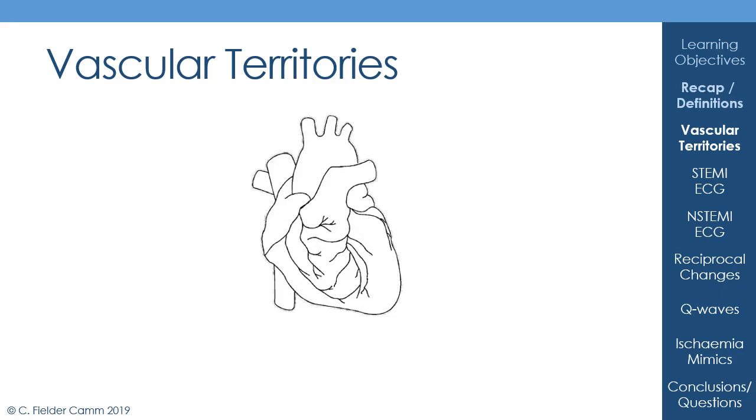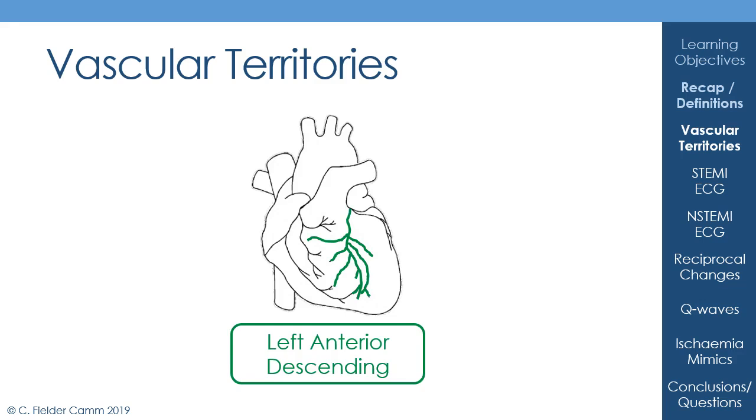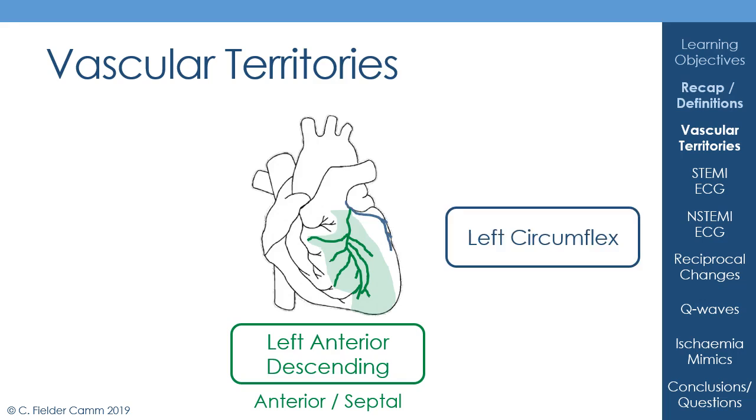And so our left anterior descending is here in green, and that, as the name suggests, comes down the anterior portion of the left ventricle, and that tends to serve the anterior wall of the left ventricle and the anterior 2/3 of the intraventricular septum, and that's the sort of green area here. And on the ECG, we tend to talk about that as being the anterior and septal regions.